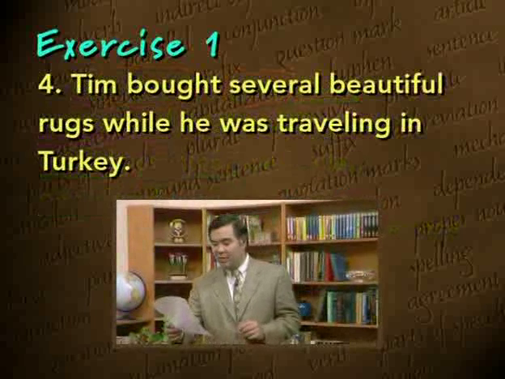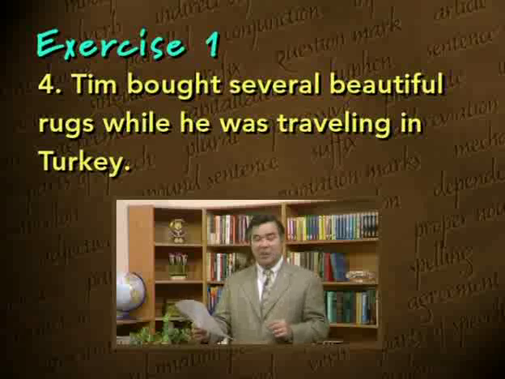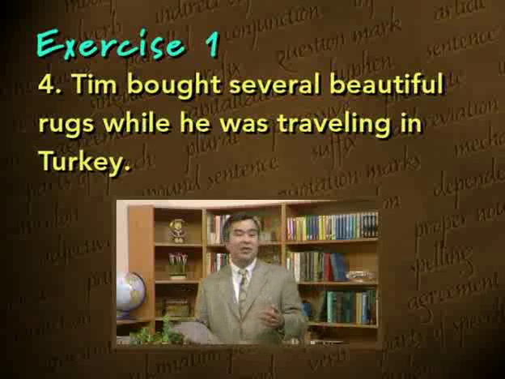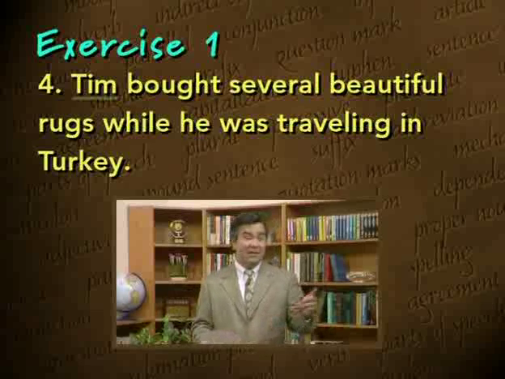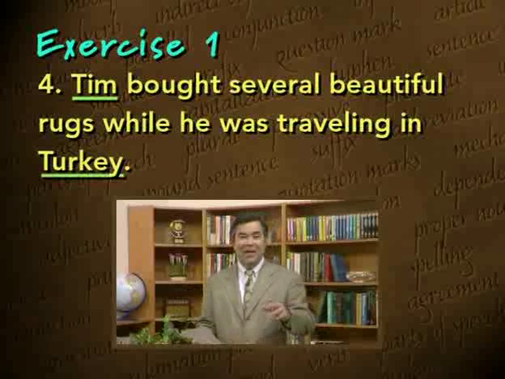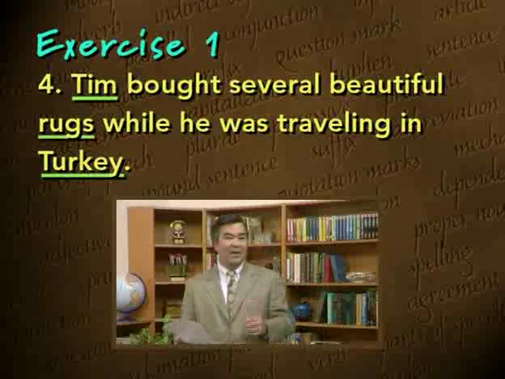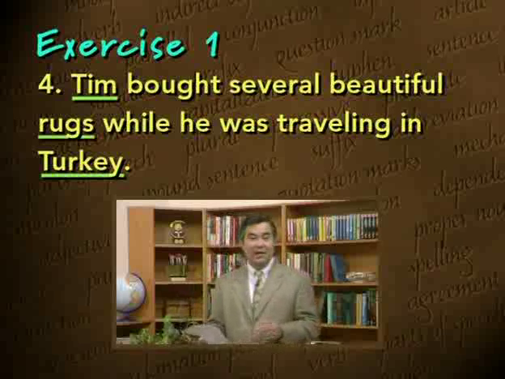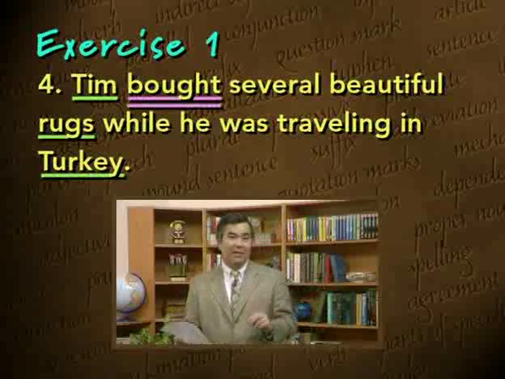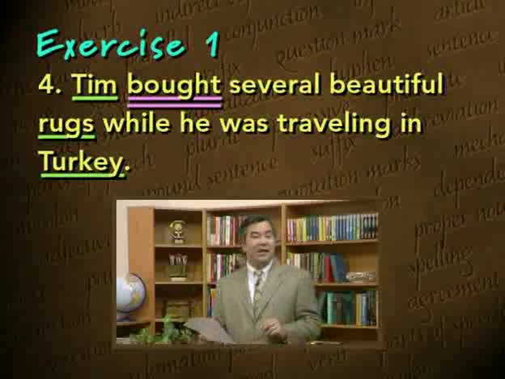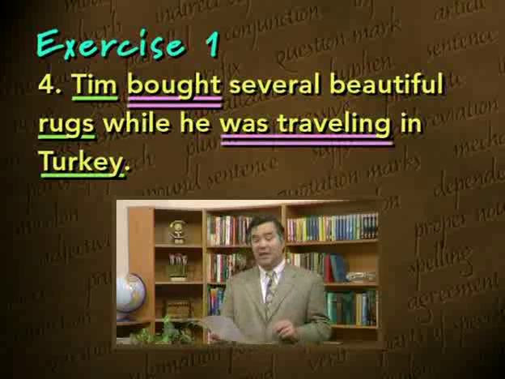Tim bought several beautiful rugs while he was traveling in Turkey. Again, let's begin with the nouns. How many nouns did you recognize here? Well, there are three. Two proper nouns, Tim and Turkey, and one common noun, rugs. How about verbs? How many of those did you recognize here? There are two. One is a single word, bought, which describes something that Tim did, and the other, a verb phrase, was traveling, describes something else that Tim did.